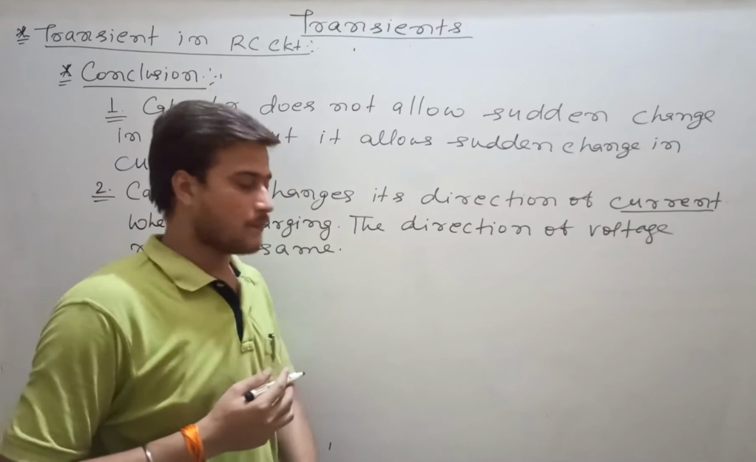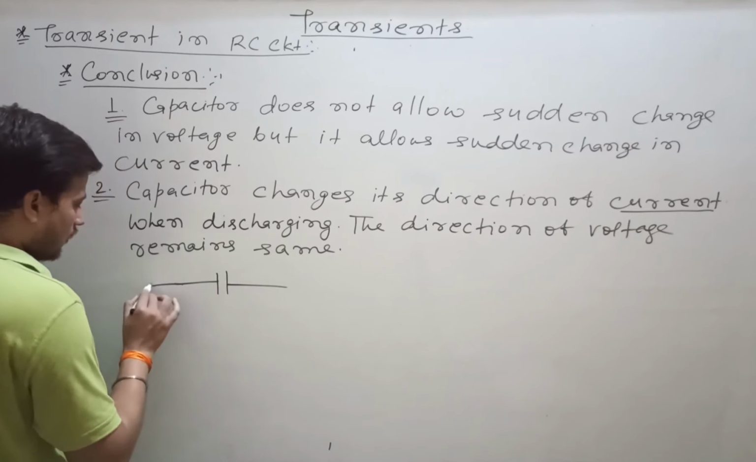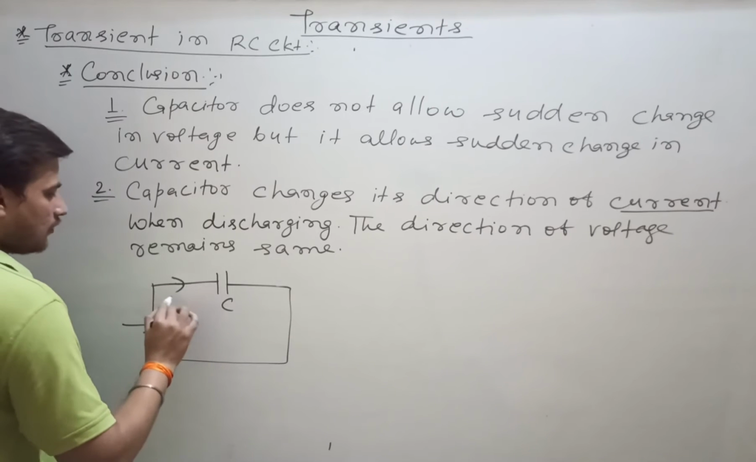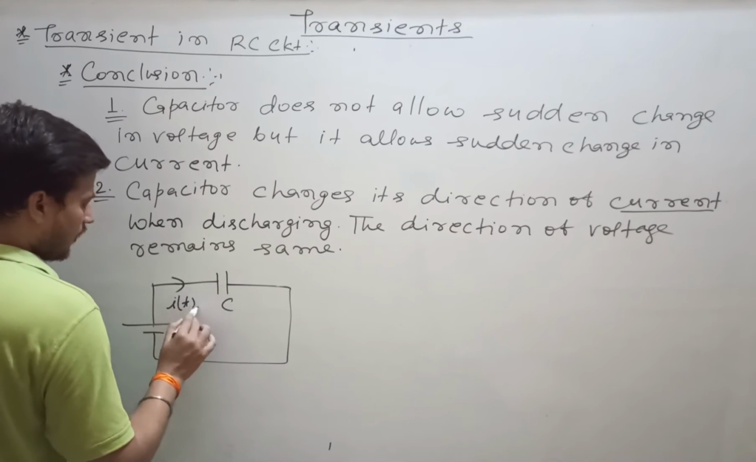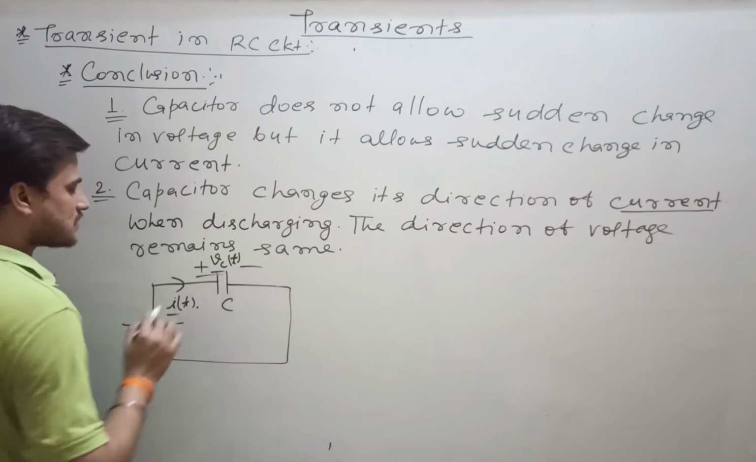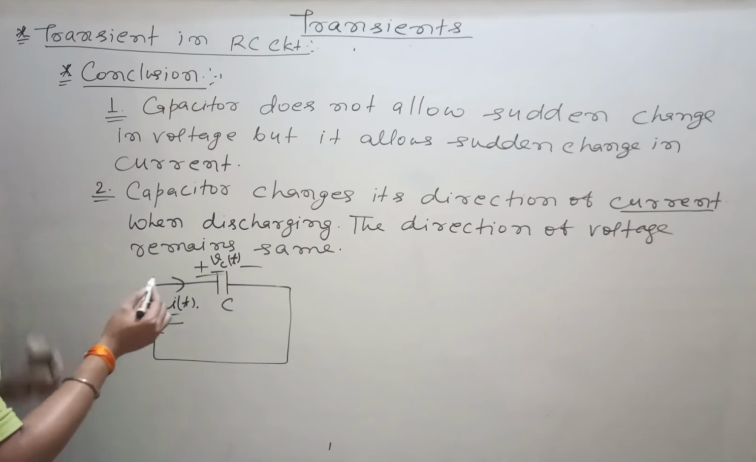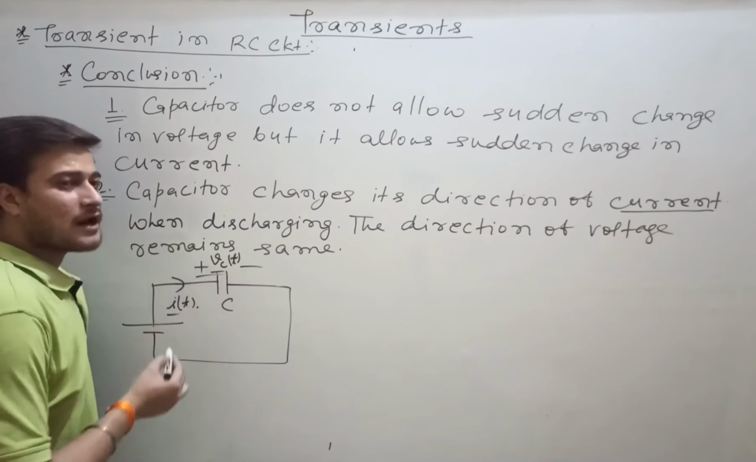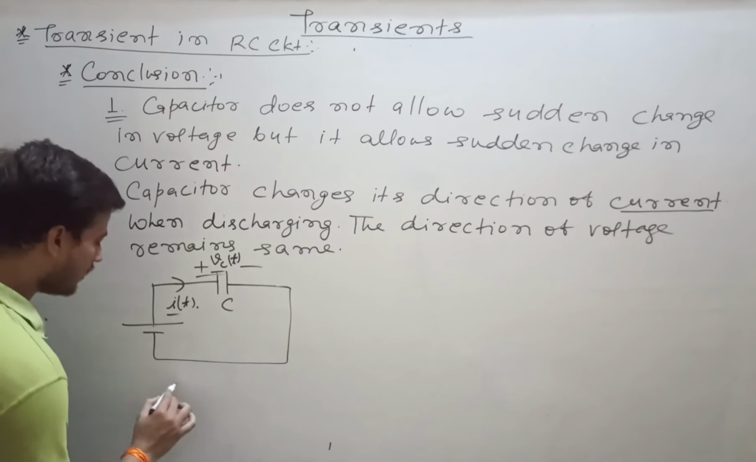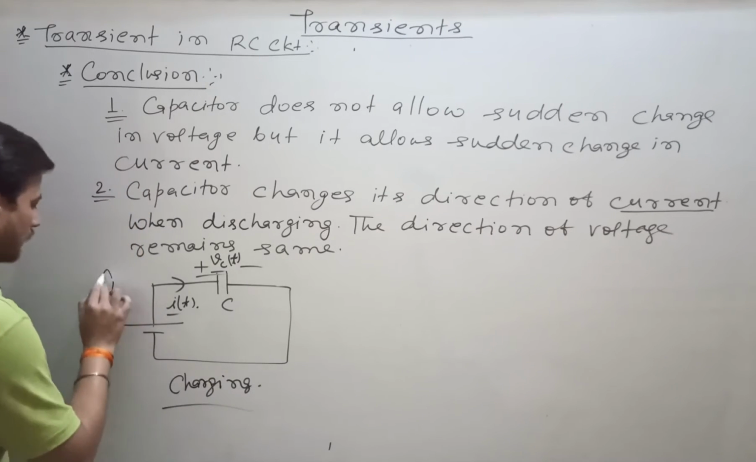What does it mean? It means you have a capacitor connected to a voltage supply. So now the current will be flowing like this, and at this time the voltage will be like this, plus minus VC(t). Here current is entering the positive terminal, so it is absorbing power, that means it is charging. This is the first condition.